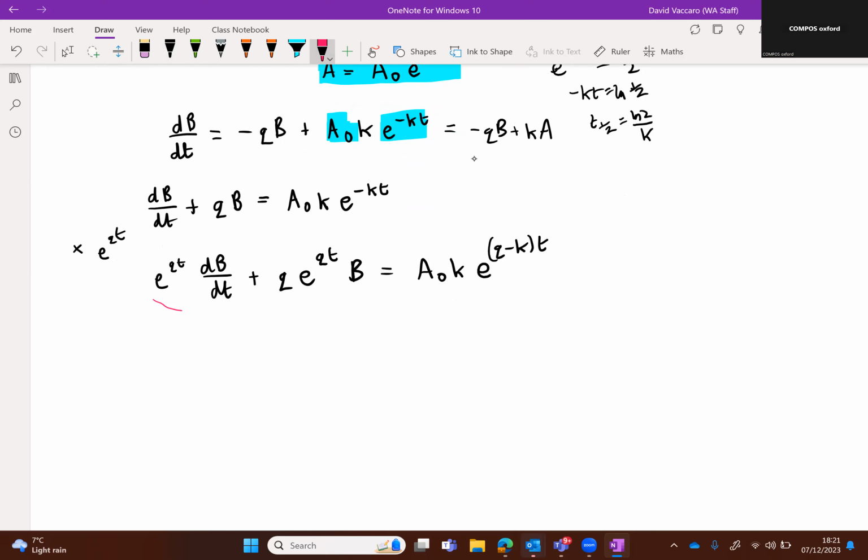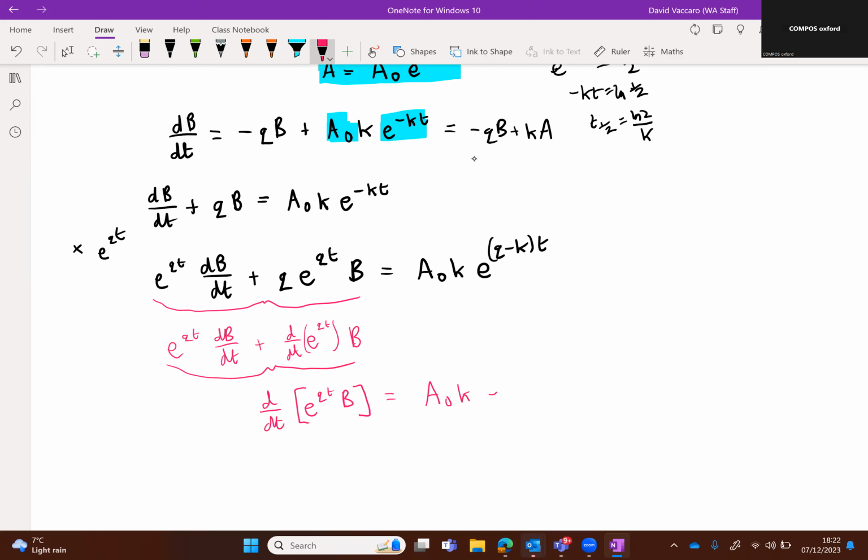The beauty of this approach is that I can think of the left-hand side like this. I can think of it as e to the qt times dB dt, then q e to the qt as the derivative with respect to time of e to the qt multiplied by B. And by the product rule, this whole thing is the derivative with respect to time of the product of e to the qt and B. And this is equal to A0 K e to the q minus kt.